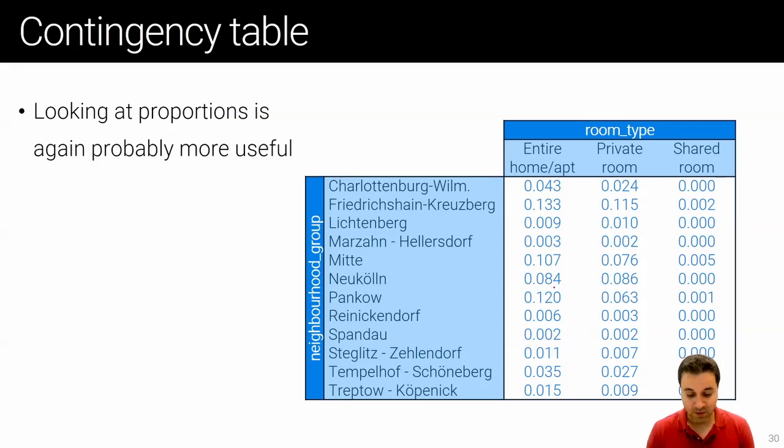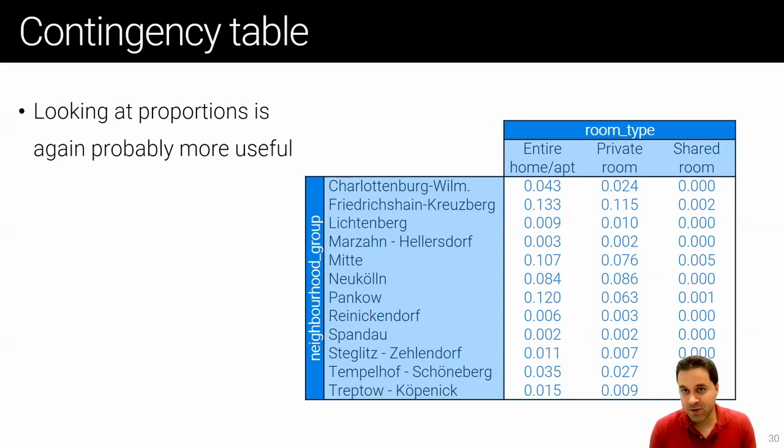Very often, again, we're going to be interested rather in the proportions. So out of the total number of observations, which in this case are 5,000, what we see here is the percentage for each of those combinations. So we see, over here, just shy of 1%, we have private rooms in Treptow. And something like 12% are entire homes in Pankow, etc.